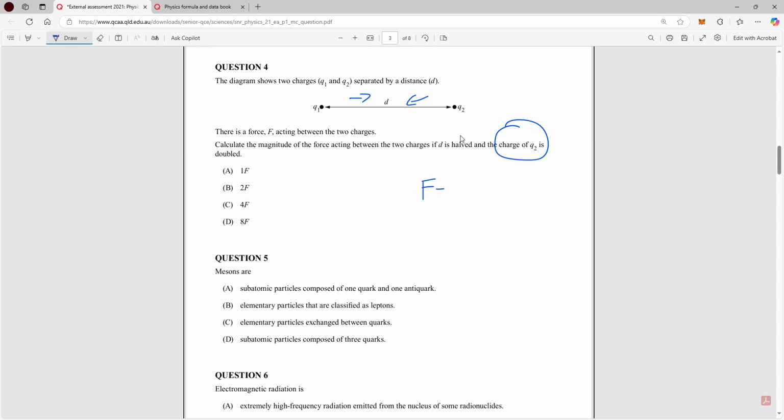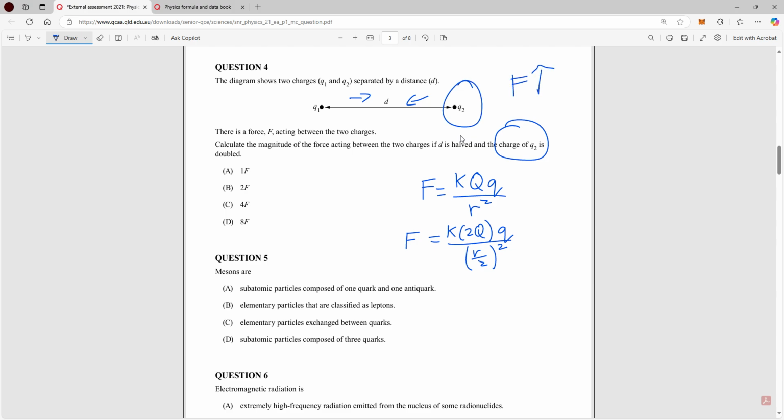This is where Coulomb's law comes in. The force is equal to Coulomb's constant times the product of both charges over the distance squared. This is the force at the moment. Now our new force is going to be K, and then one of these charges will be doubled, so 2Q times Q, and the distance gets halved, so whatever the old distance was, it gets divided by 2, but that's all squared. So if we're moving them closer together and increasing one of the charges, the force is going to increase.